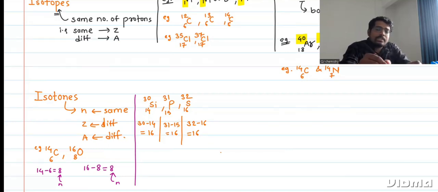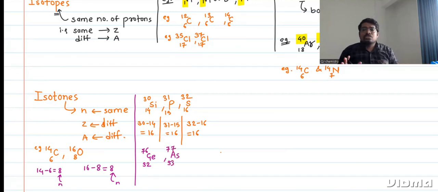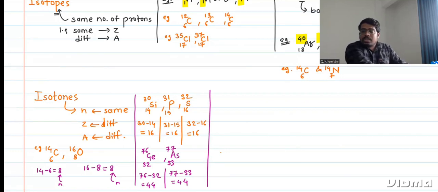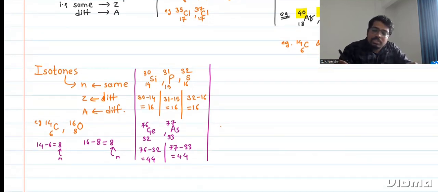Now let us take another example: germanium 76 (atomic number 32) and arsenic 77 (atomic number 33). Let us find the number of neutrons. In germanium, 76 minus 32 is equal to 44 neutrons. In arsenic, 77 minus 33 is equal to 44 neutrons. Now, the next terminology, the fourth terminology, is isoelectronic species.